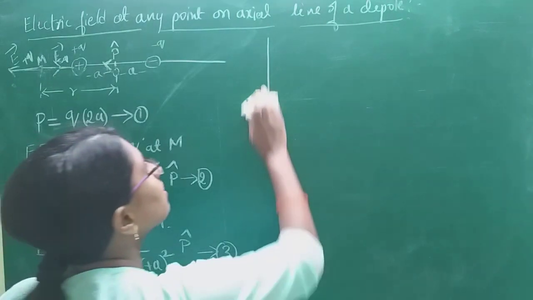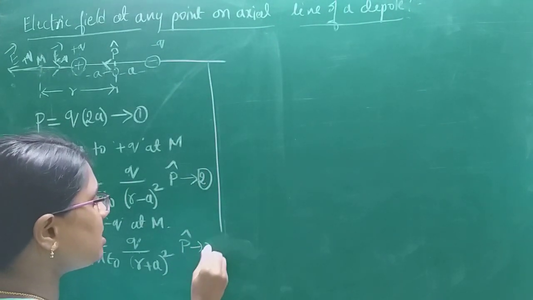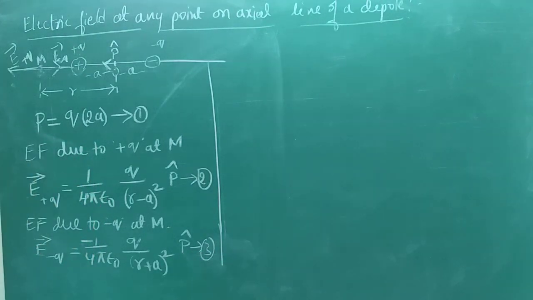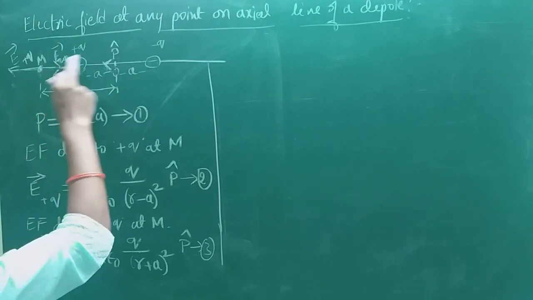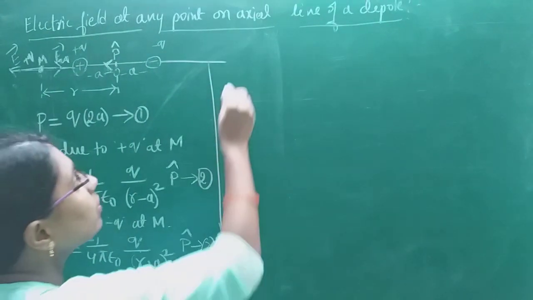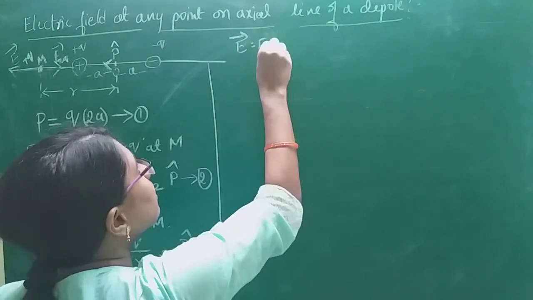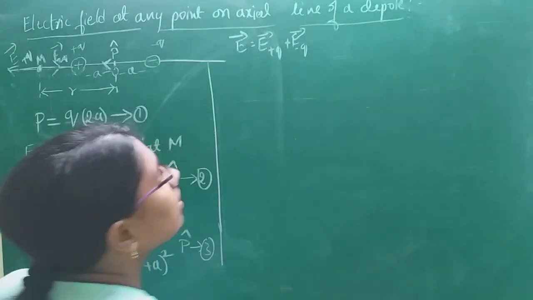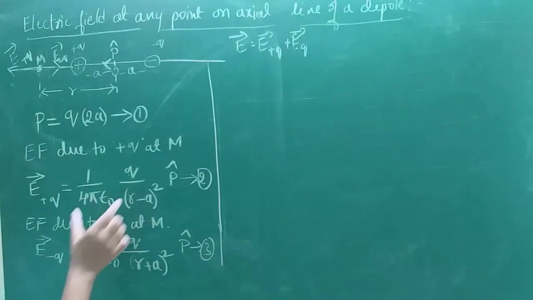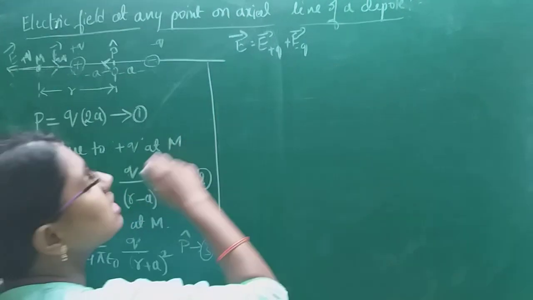So, by applying the superposition principle for this, according to the superposition principle, the total electric field at any point is nothing but the vector sum of the electric fields due to the number of charges. So, according to that superposition principle, the total electric field E can be written as vector E plus Q plus vector E minus Q. From equations 2 and 3, we know the values of vector E plus Q and vector E minus Q, right? Substitute these values in this equation.